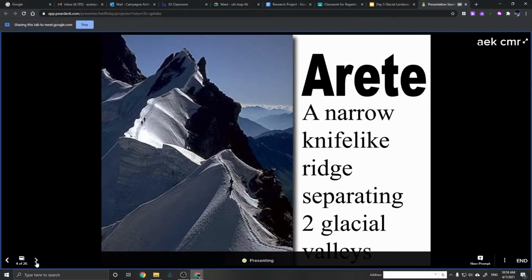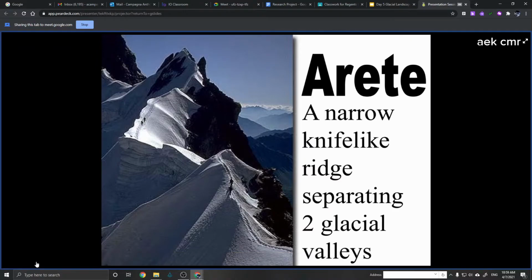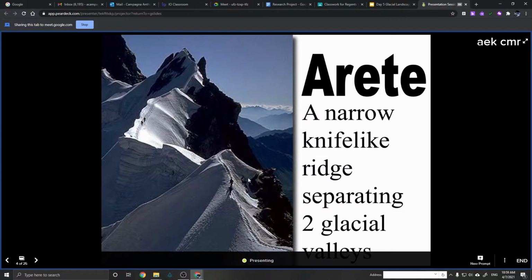Next up is known as an arête. Arêtes are narrow knife-like ridges separating 2 glacial valleys. So you can see here some people using it as transportation, going from one side here to another side here. That means a glacier came sweeping down on this side and it came sweeping down on that side, leaving just a ridge between one valley and another.